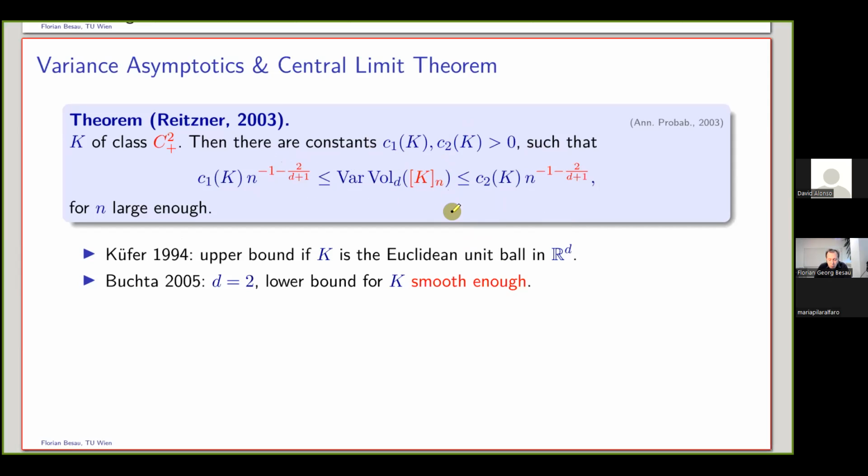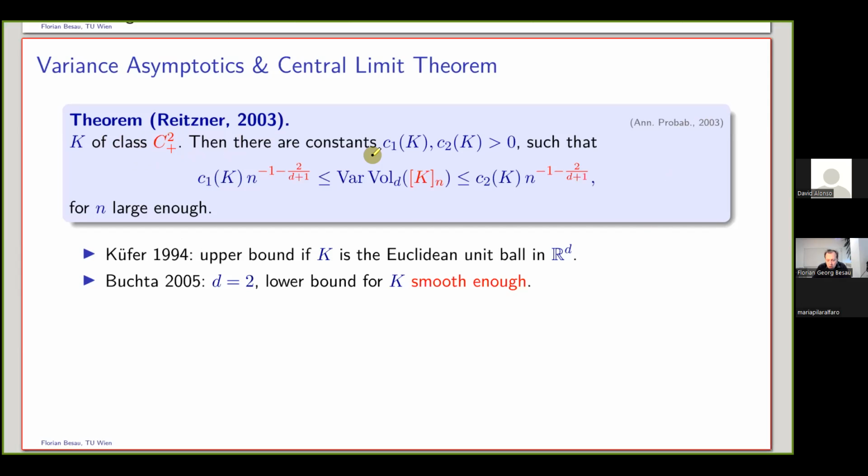Now, this result was also a major step forward because not much was known about the variance of the volume of random polytopes. Only some particular cases were studied before, and Reitzner gave here a complete picture for the class of convex bodies where the boundary is twice differentiable, and each boundary point has a positive Gauss-Kronecker curvature.